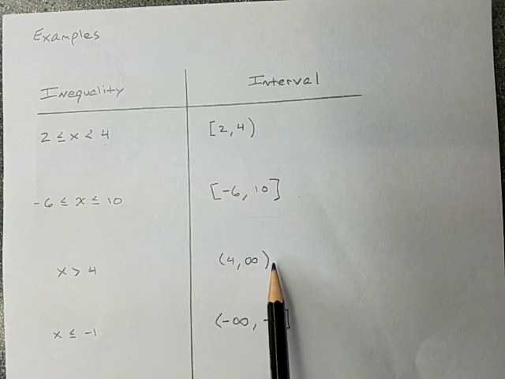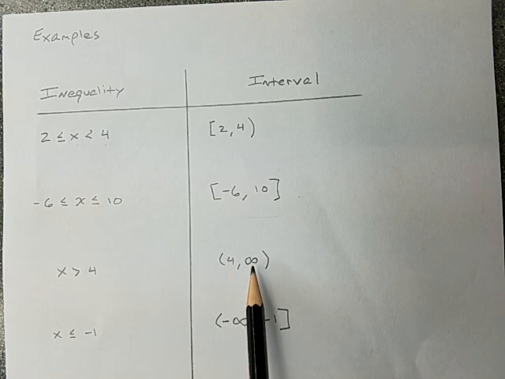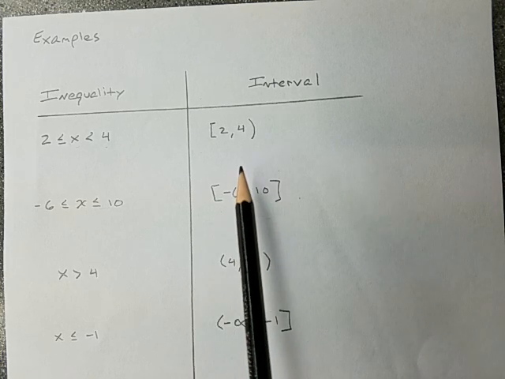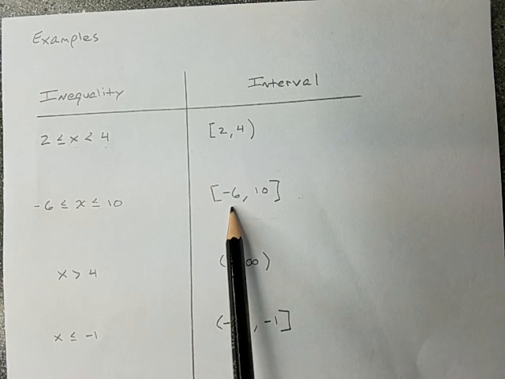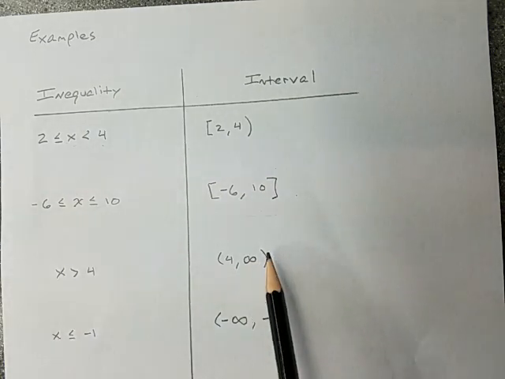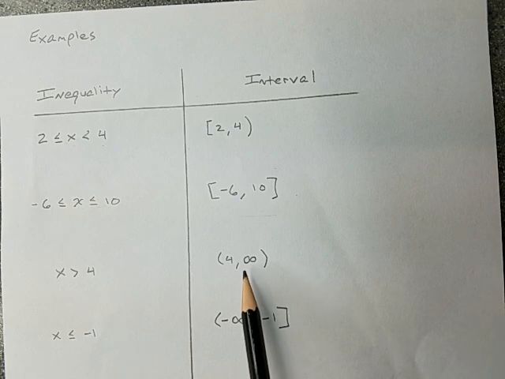And we always put parentheses on the infinity because there's no last number to include. Remember, brackets say we're going to include the number. Here I'm including -6. Well, if you go forever, there's no last number to say this is it. The infinity just says, well, forever, bigger than 4.